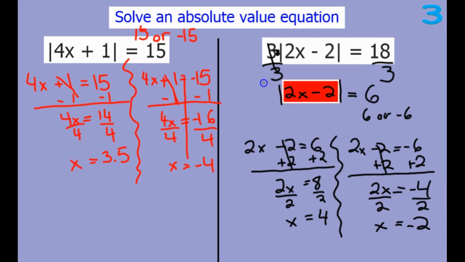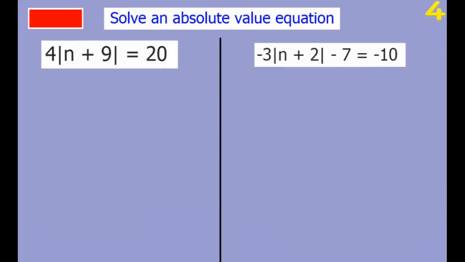So remember, for this last problem that we just did, everything needs to be out of our bathroom before we can take a shower. So we need to get rid of this 3. We got rid of the 3 by dividing. Here we need to get rid of everything in our bathroom. So to get rid of this 4, we need to divide it, because it's touching our absolute value. That means multiply. Those will cancel out. What we're left with is the absolute value of n plus 9 equals 5.